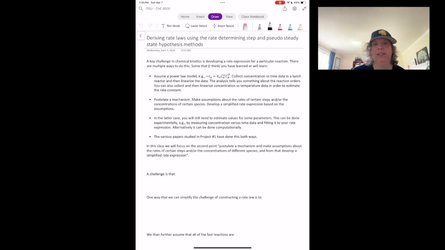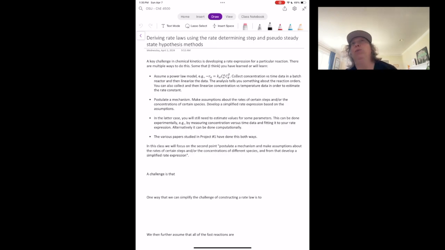In this class, we're going to talk about both the rate determining step method and the pseudo-steady state hypothesis method. In these methods, what we do is we postulate a reaction mechanism. We make assumptions about the rates of certain steps and or the concentrations of certain species, and we develop a rate law based on those assumptions.